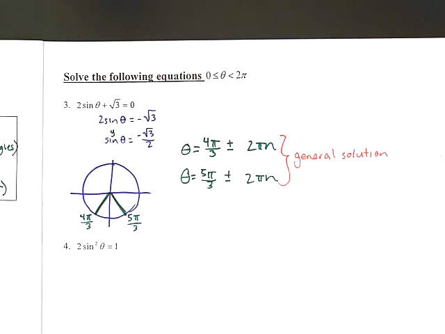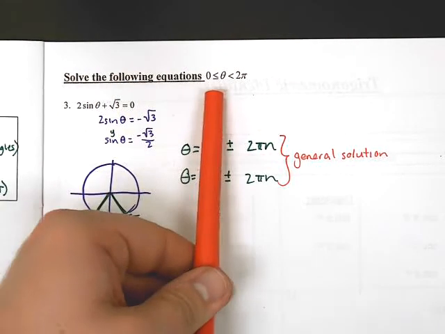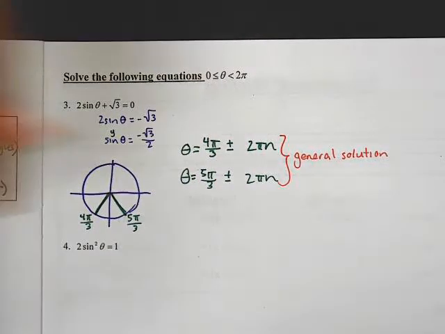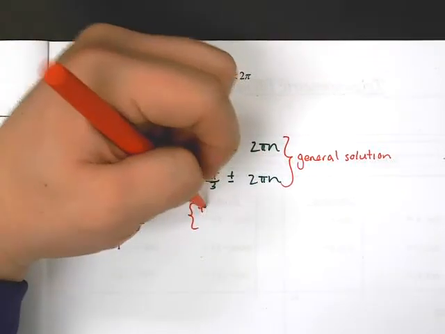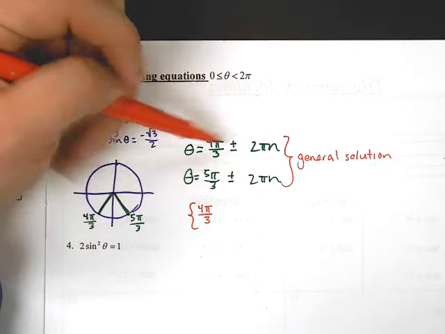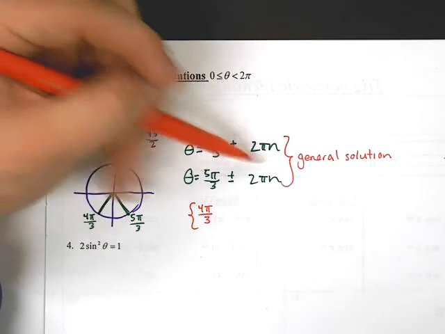But I don't want the general solution. I want the solutions between 0 and 2 pi. So now I need to make a list. I start with my first, and then I know if I add 2 pi, well, I already know if I'm adding a full rotation, that's going to be way outside, so I don't need to worry about another one here.